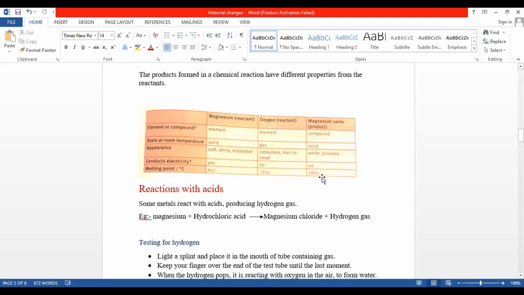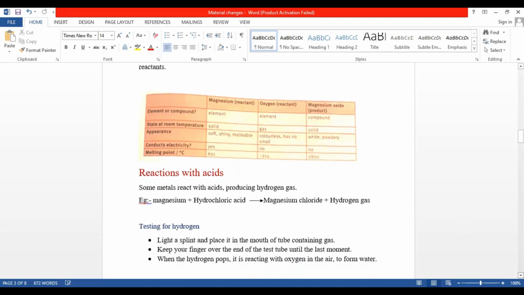It is 2800. From this table, you can take the idea that the products have very different properties than the reactants that they were made from.